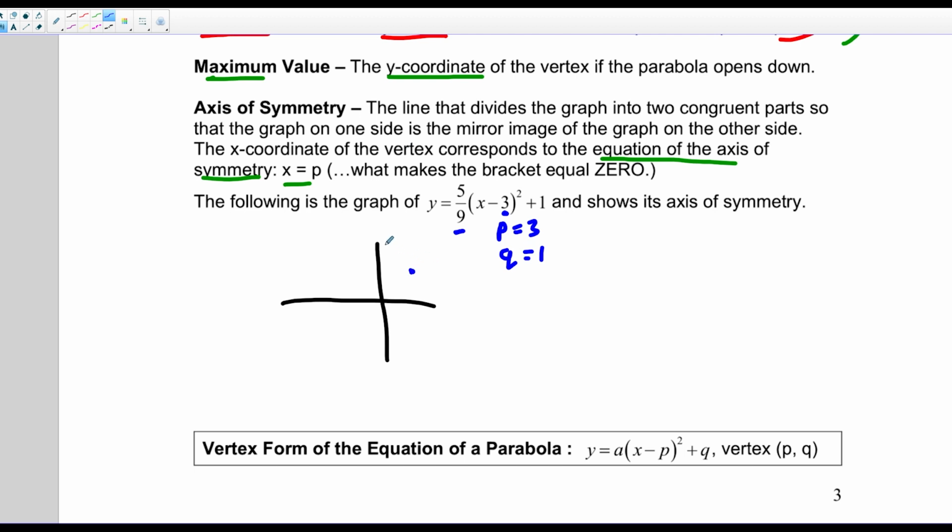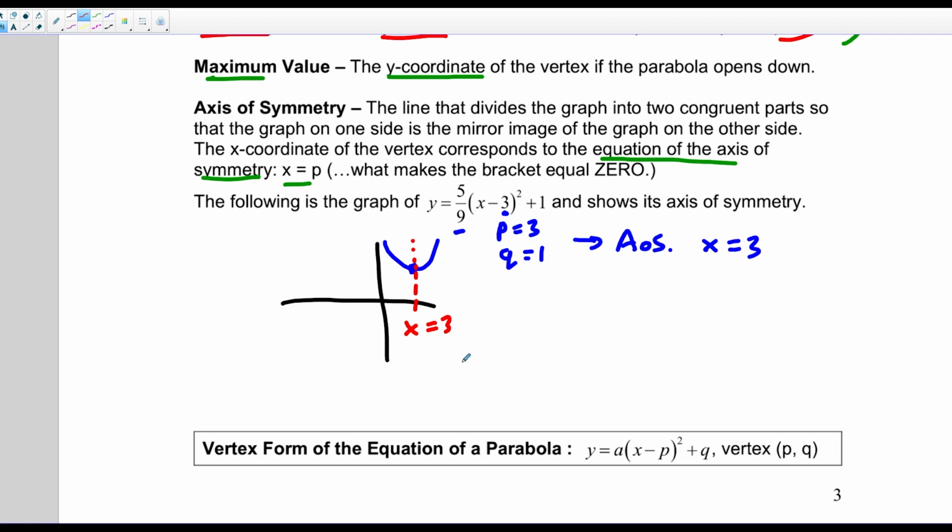And because it's a little wider than normal, let's do something like this. And since our p-value is 3, your equation for the axis of symmetry is x is equal to 3. So we're going to go ahead and draw your axis of symmetry right there and just label that x is equal to 3.